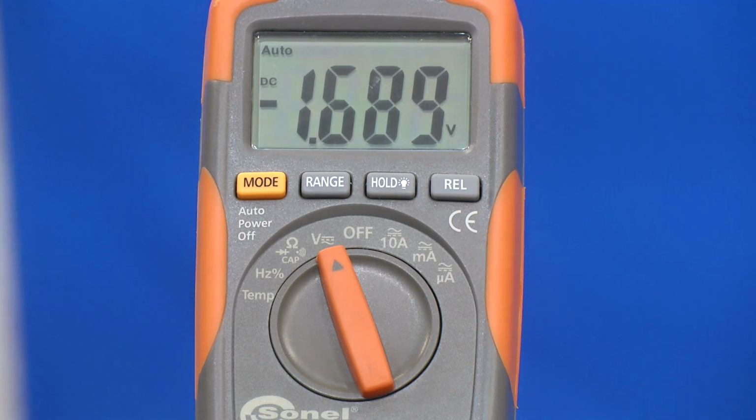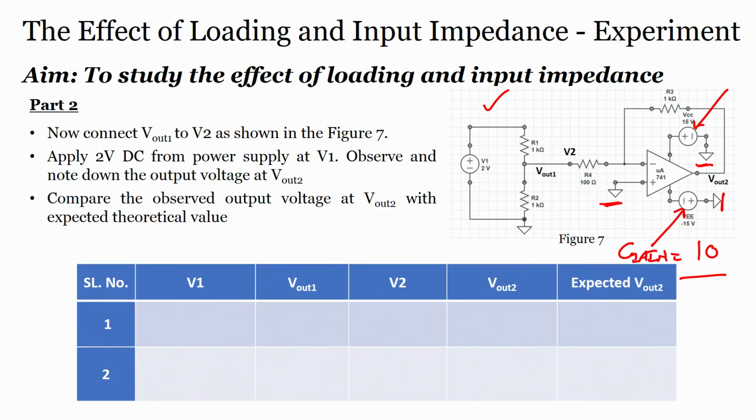Okay, that is the output at the inverting amplifier. So, let us write down here, we apply V1 2 volts, V out 2 equals 1.688 volts, alright. And it is minus, because it is an inverting amplifier.